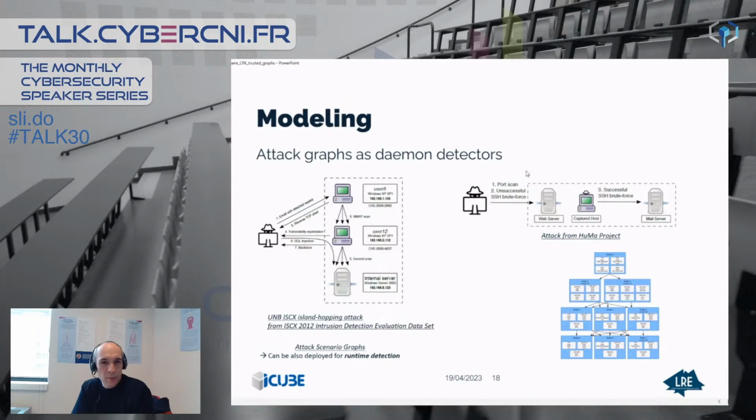Here are some other examples of attacks that we have been able to detect besides the WannaCry attack. Here is the example for the ISCX 2012 intrusion detection evaluation data set, where you have intrusions like phishing with an email with an attached exploit, and then from there you get access to a reverse TCP shell and access to more powerful machines in the network until you get to an interesting server.